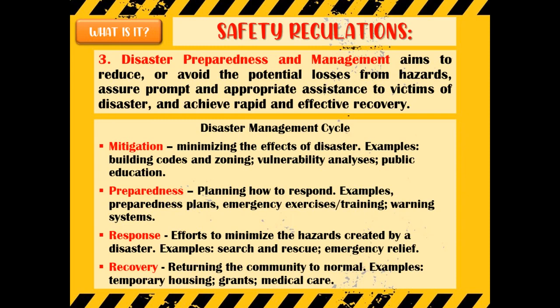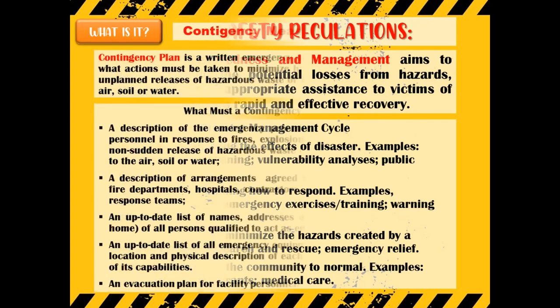In mitigation, it is minimizing the effects of disaster. Examples: building codes and zoning, vulnerability analysis, public education. Preparedness, planning how to respond. Examples: preparedness plans, emergency exercises or training, and warning systems. Response, efforts to minimize the hazards created by a disaster. Examples: search and rescue, emergency relief. In recovery, returning the community to normal. Examples: temporary housing, grants, or medical care.